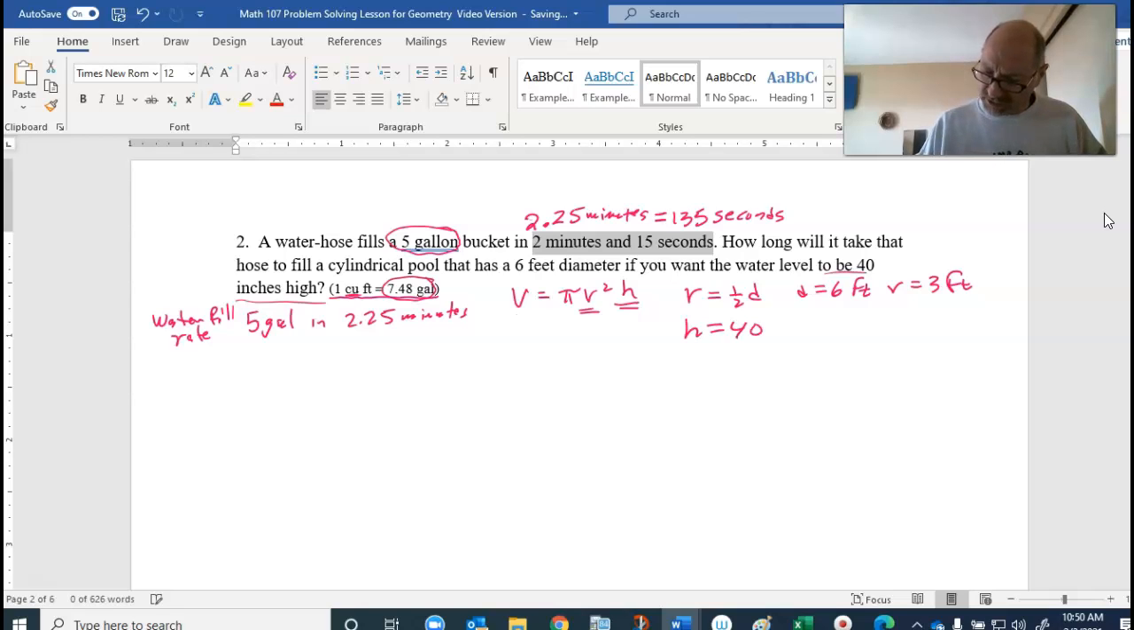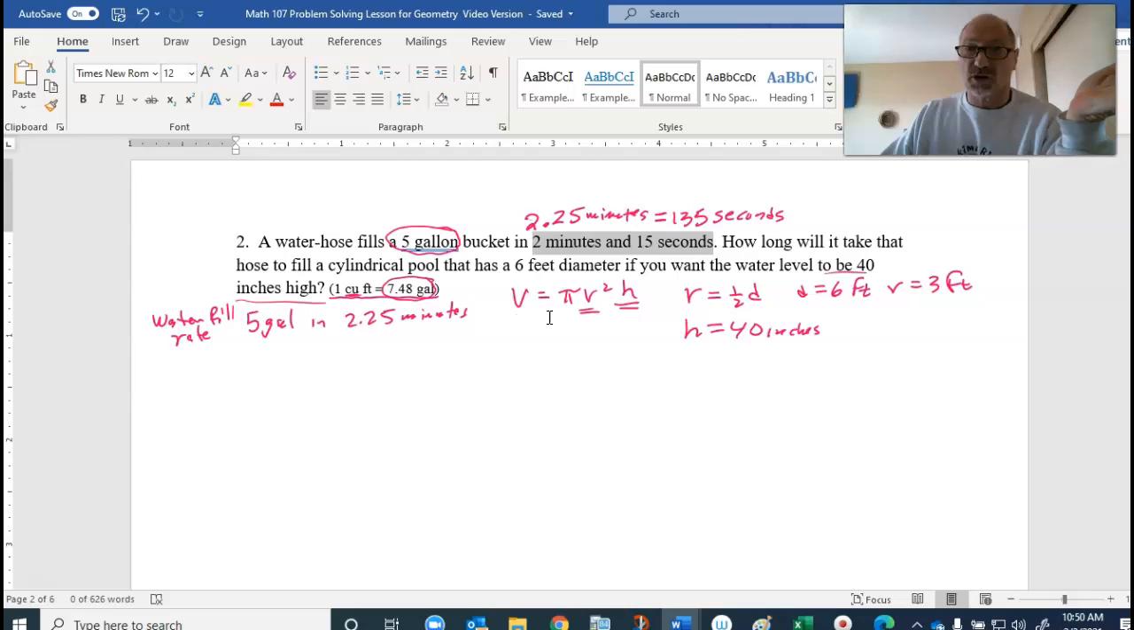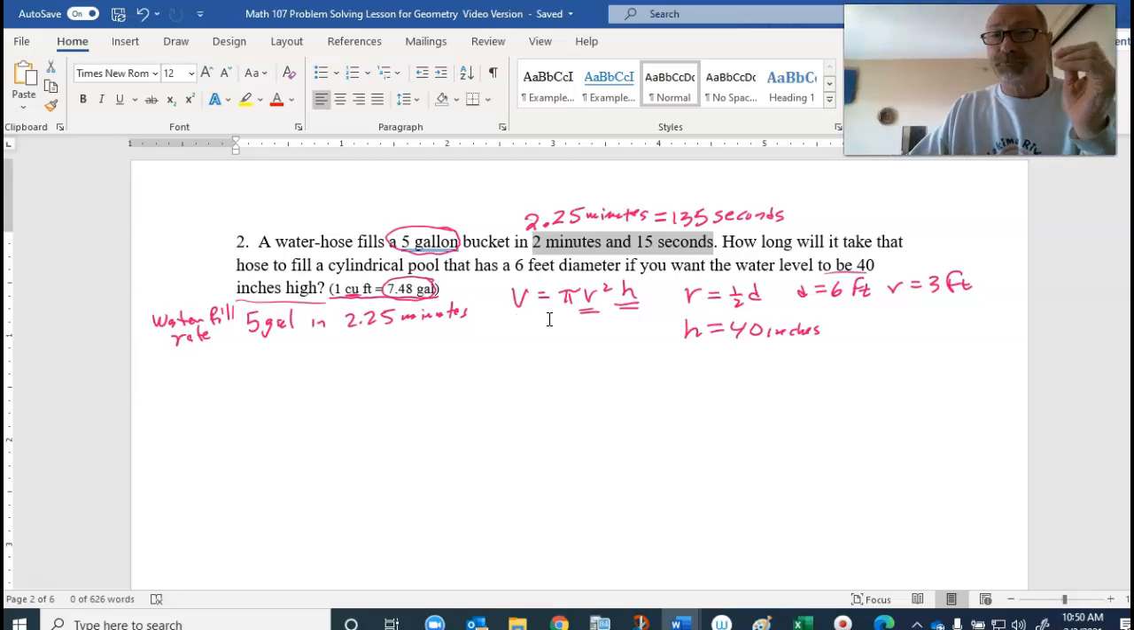So if the height is 40 inches, let's talk about that for a second. Notice that we know that 1 cubic foot is 7.48 gallons. So similar to what we did with the gravel, we changed all units to yards so we could calculate cubic yards, because it was cost per cubic yard. Here we want cubic feet, so we can convert it to gallons because we know how fast the hose fills in gallons. So we probably would be best to change this 40 inches to feet, so all the units are in feet.